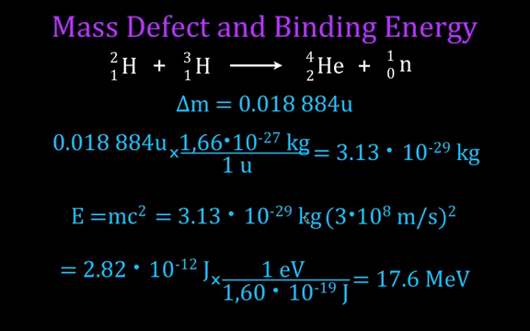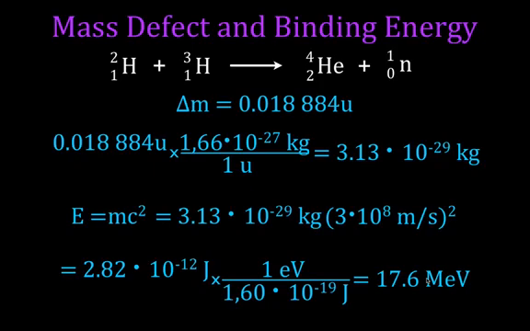Okay, so this is the mass defect in atomic mass units. This is the mass defect in kilograms. This is the binding energy in joules, which we used Einstein's equation to convert, and then this is the binding energy in the typical units that it's expressed in, which is mega electron volts.